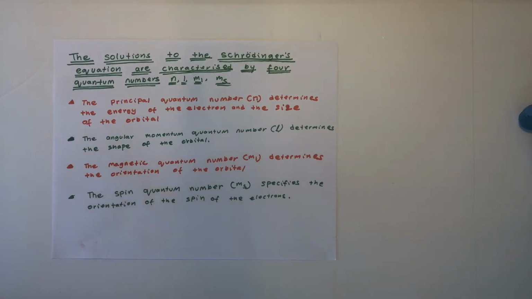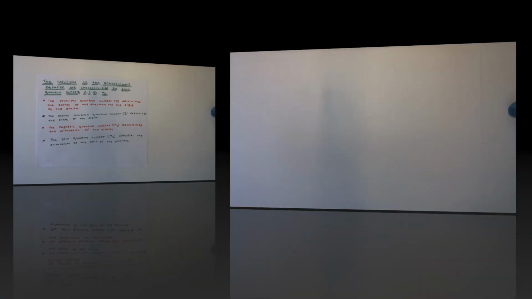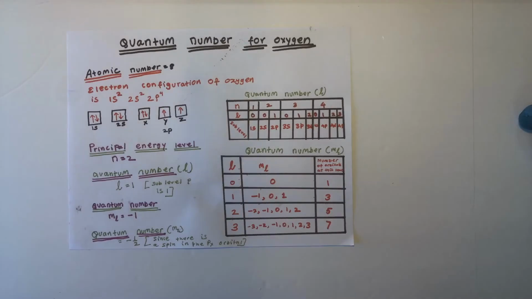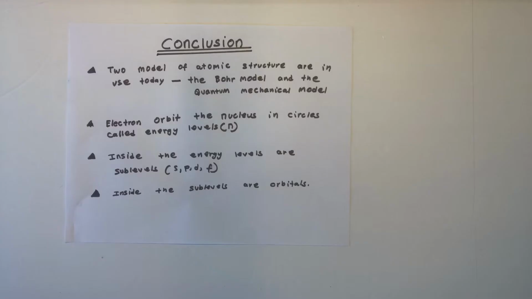Now, this is a quantum number of oxygen. Since oxygen has an atomic number of 8, it fills up 2 energy levels, so the principal energy level for oxygen is 2. The angular momentum number is 1, since it has a p sublevel and the angular momentum of the p sublevel is always 1. The magnetic quantum number is -1 and the spin quantum number is -1/2, since there's a spin in the p orbital.